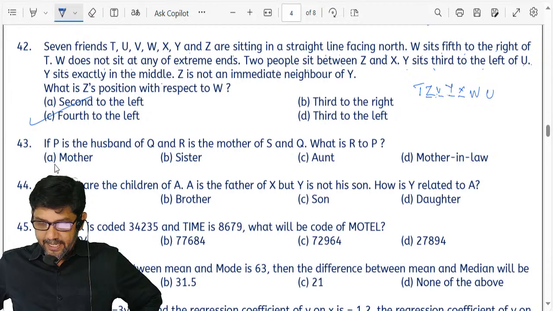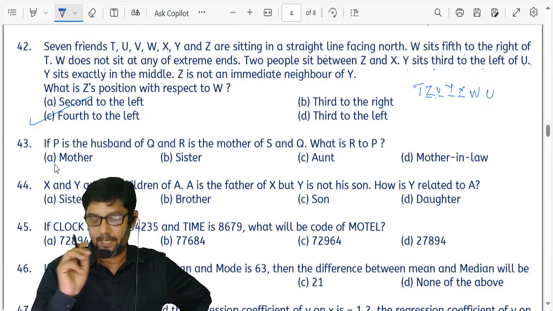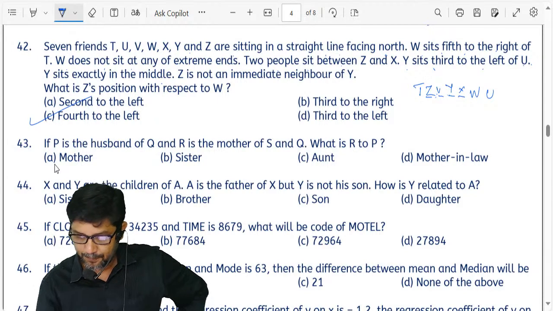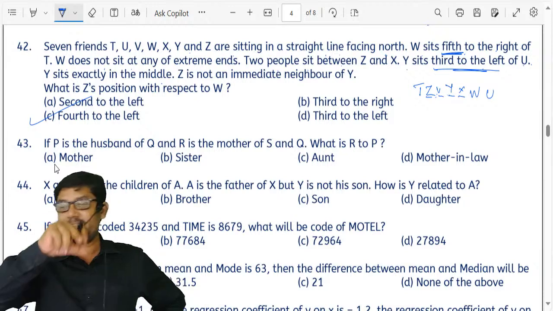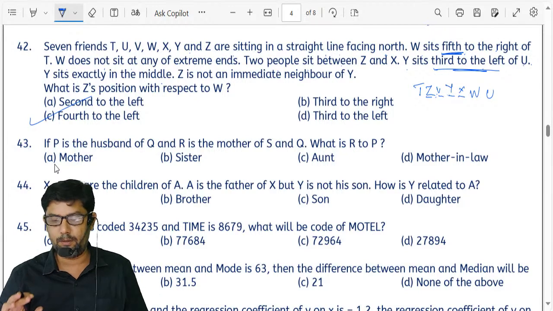I hate that seating, those 7 people questions. Actually, this 7 people question you can attend when the positions are fixed, like fifth from the right and third to the left. If these types of conditions are given, you can do it just like that.